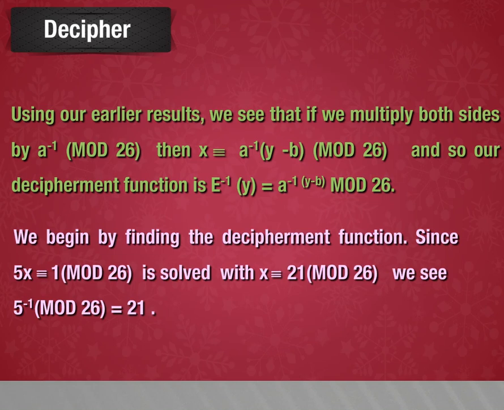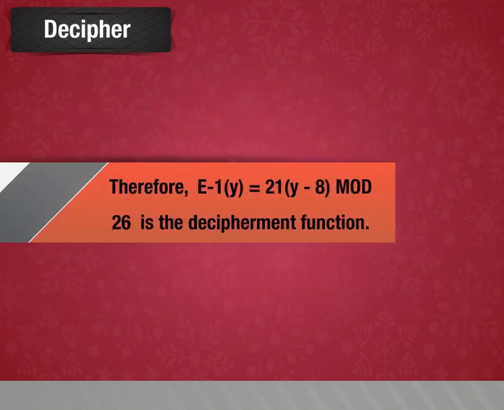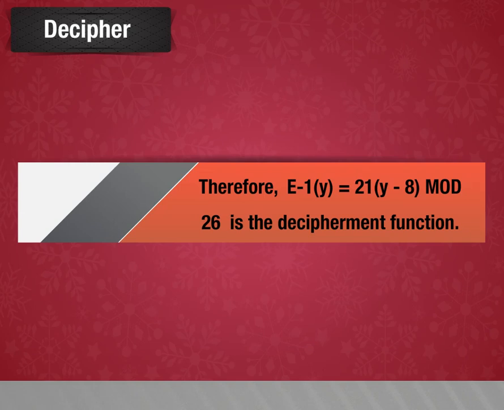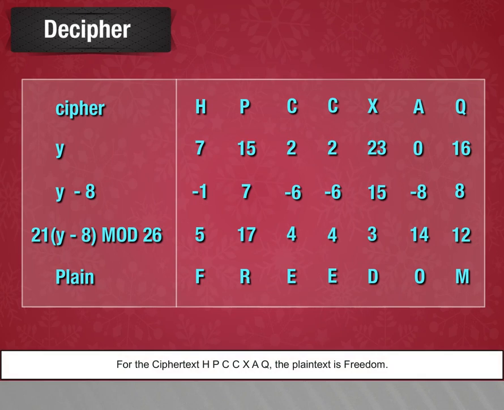Since 5x is congruent to 1 mod 26 is solved with x congruent to 21 mod 26, we see 5 inverse mod 26 is equal to 21. Therefore, E inverse of y equals 21 times (y minus 8) mod 26 is the decipherment function. For the ciphertext HPCCXAQ, the plaintext is freedom.